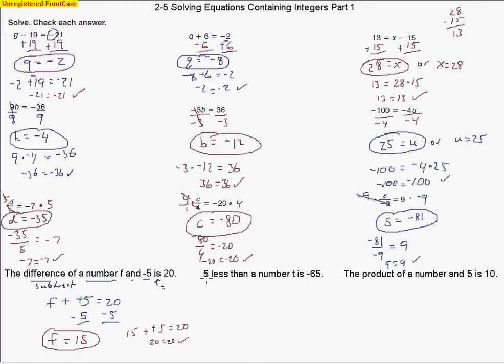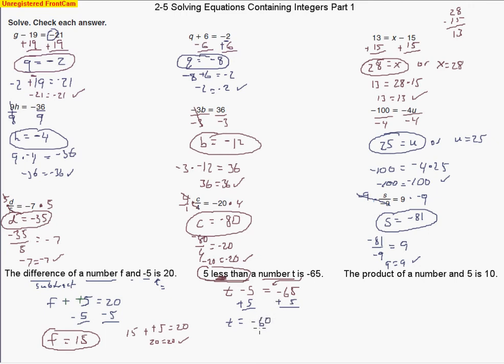Now when they use the words 5 less than, that means you're taking 5 away from something else. 5 less than a number t. So it's t minus 5. Is means equals. That's where that equal sign comes in, negative 65. So the key is, when you see the words less than, this tells us that we're taking 5 away from something. So now we go ahead and solve. So we're going to do an opposite operation here. We're going to add 5 to both sides. You notice that we have opposite signs there, so we have to subtract. Negative 60 is our answer.